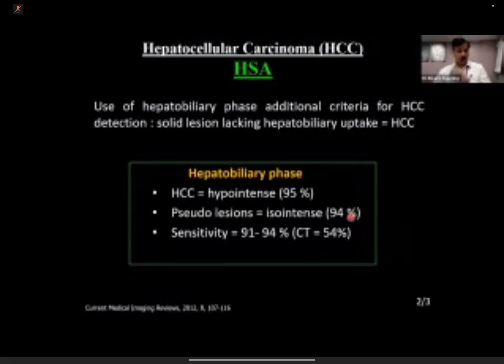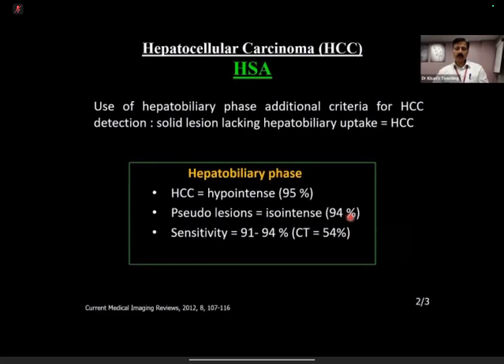Now, hepatobiliary phase is also used now to differentiate HCC, a small nodule. This is one of the ancillary criteria now to diagnose HCCs. It's simple. You remember what is the basis? The basis is that if there are no normal hepatocytes, it will be low signal or show washout in the hepatobiliary phase. This concept can be utilized to pick up small HCCs. This can also be used to pick up small metastases.